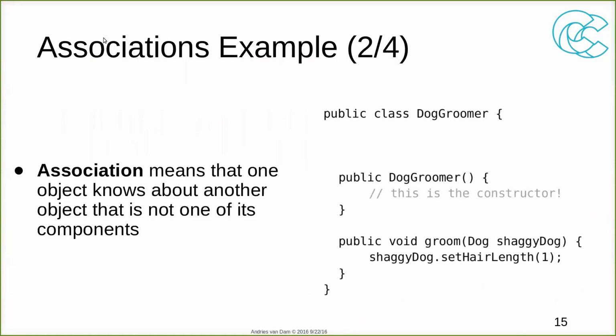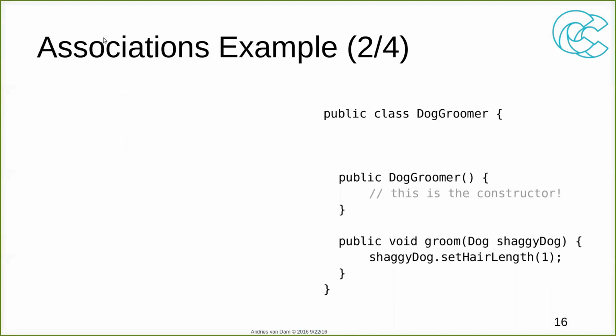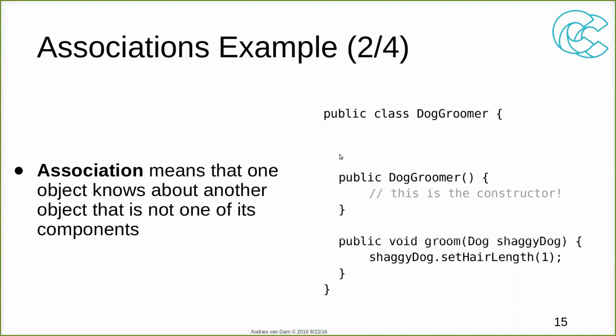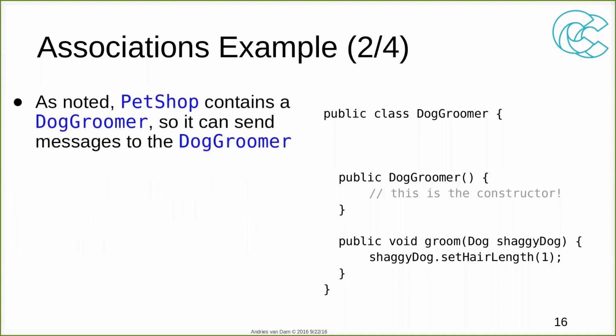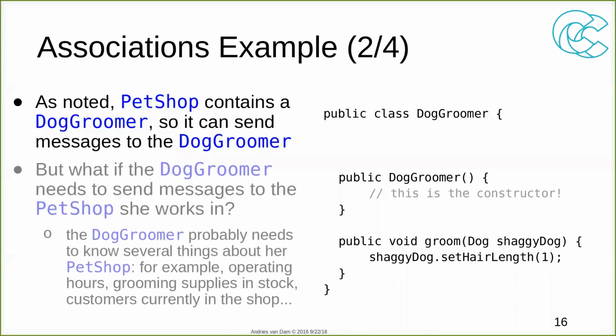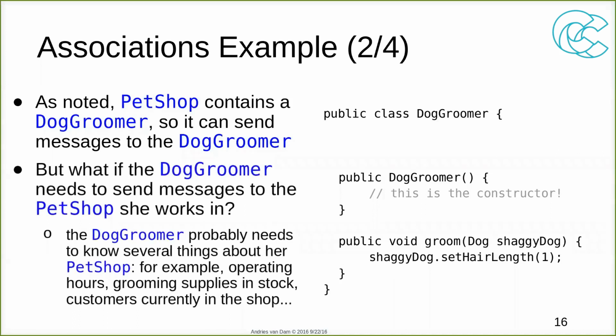So let's move on to this one. In this case, A knows about the instance of B, but it cannot dictate the lifetime of B. That's the major difference between composition and association. In that sense, B is not a component of A.